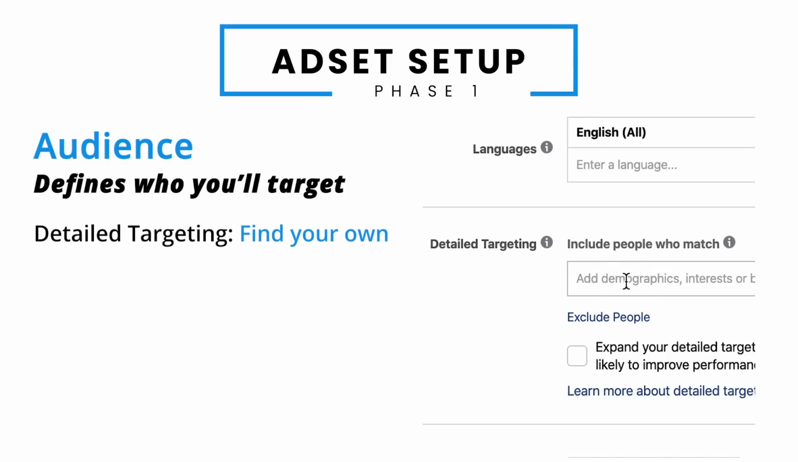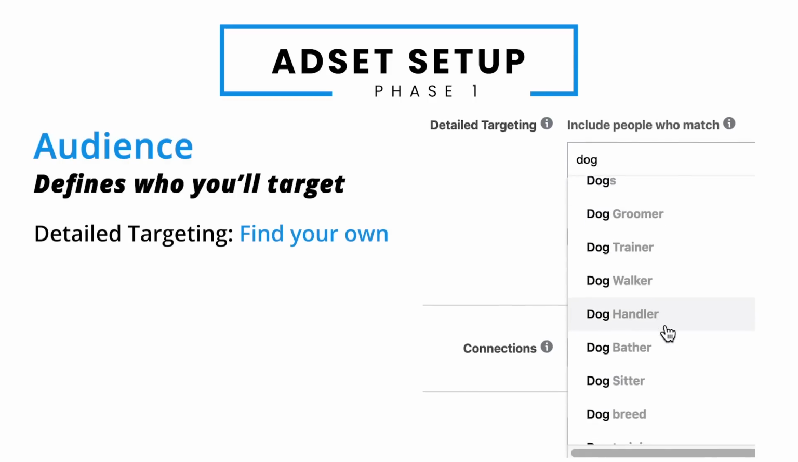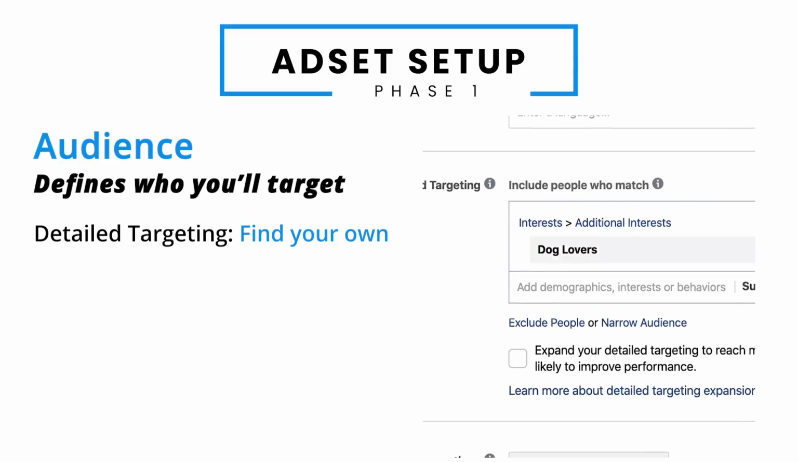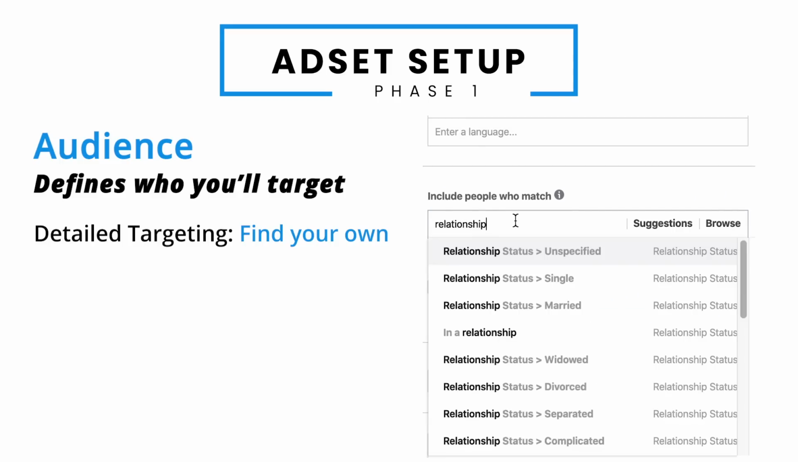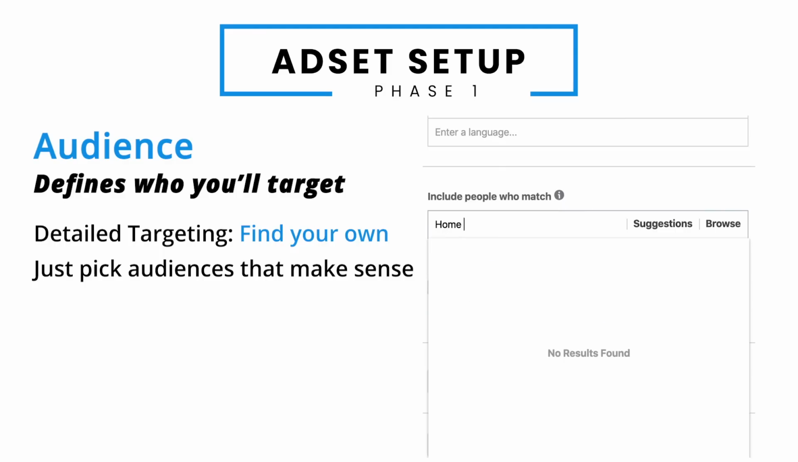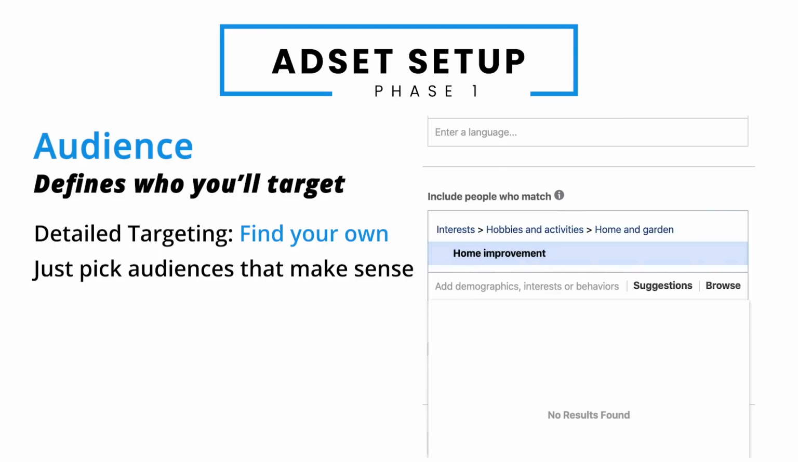For example, if you're selling dog toys, just search for dog and look at what comes up. As you can see, an interest called dog lovers is an option that would be a great choice. You can also target people based on things like relationship status, income level, education level, etc. My best advice is to just pick audiences that make the most sense with your product. In our case, we're selling the LED closet light, so I'll search for home improvement since I know these types of people like home appliance products.